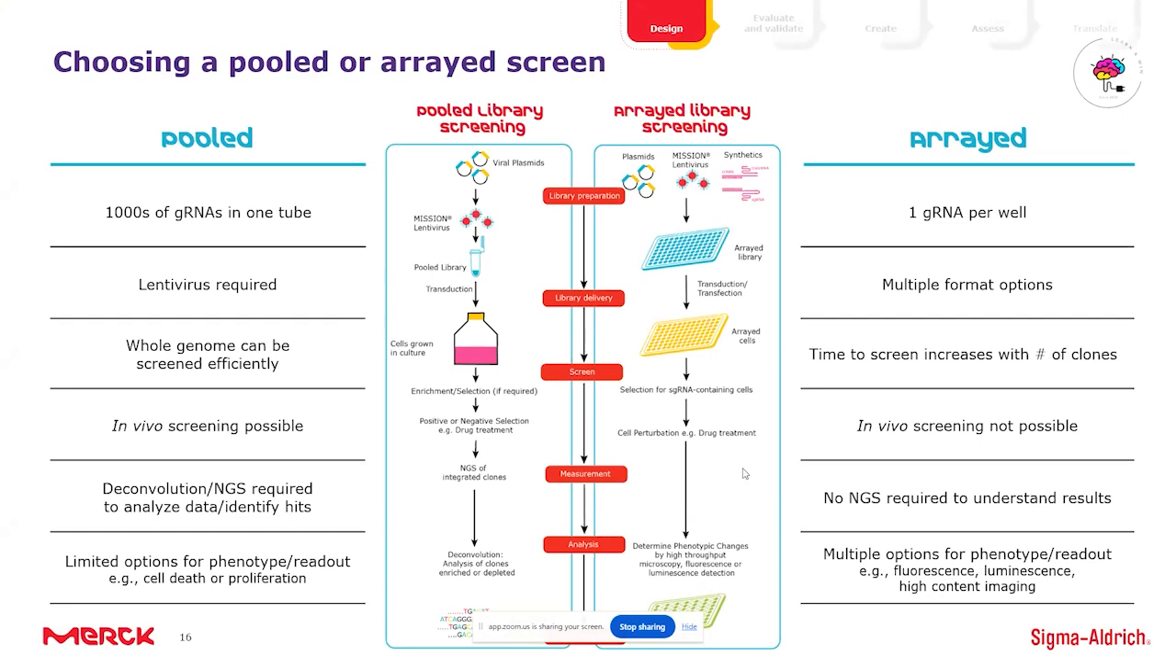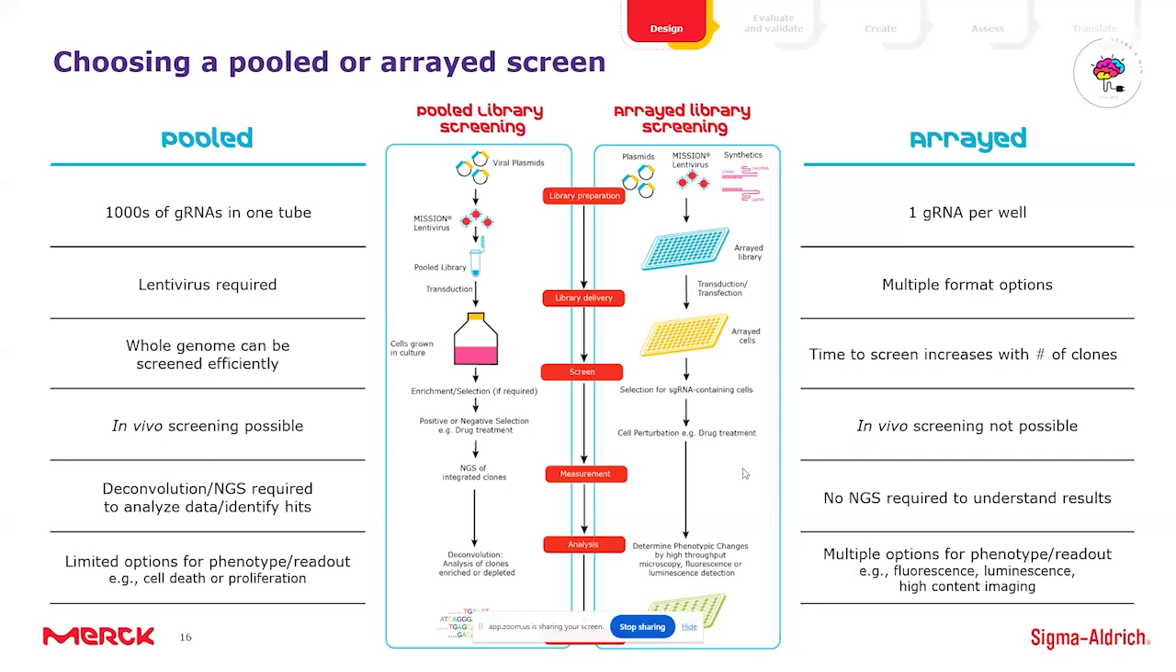For this way, you will need a lentivirus. The whole genome can be screened efficiently. There is a possibility of in vivo screening. But at this stage, NGS is required to analyze the data and to identify hits. This has limited options for phenotype readout, such as cell death or proliferation. But there is also the possibility of arrayed library screening.